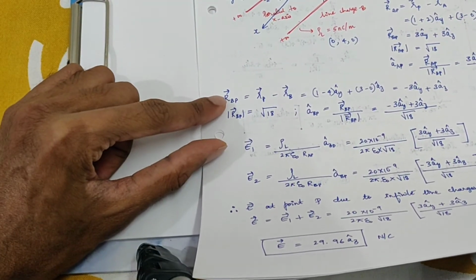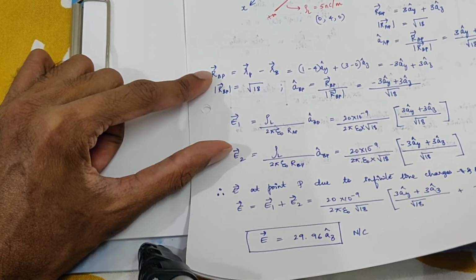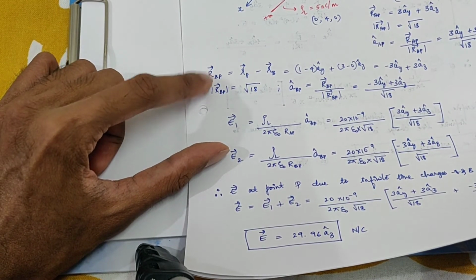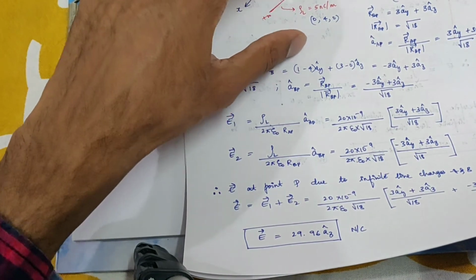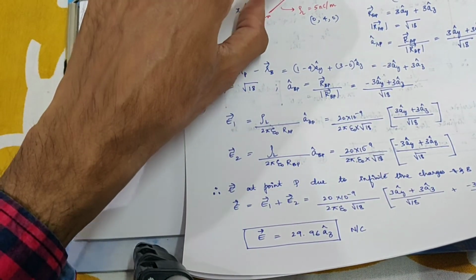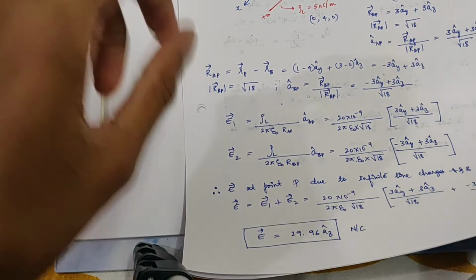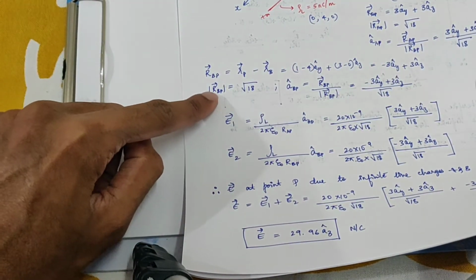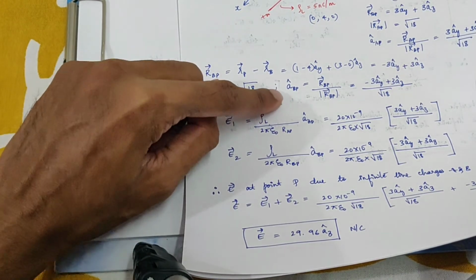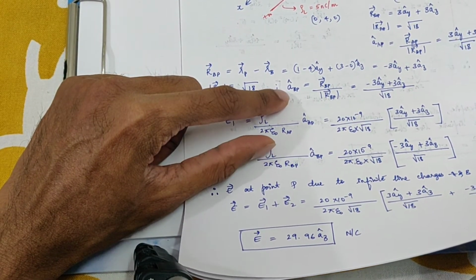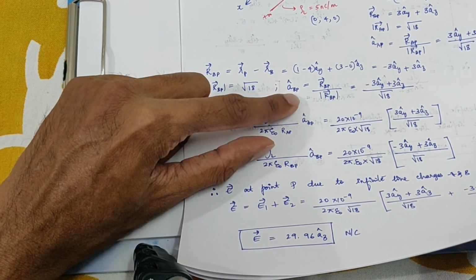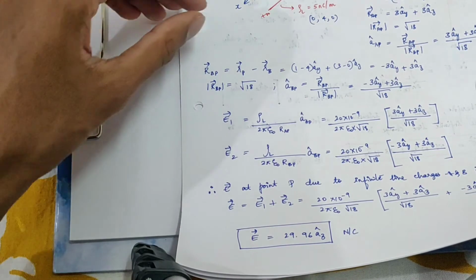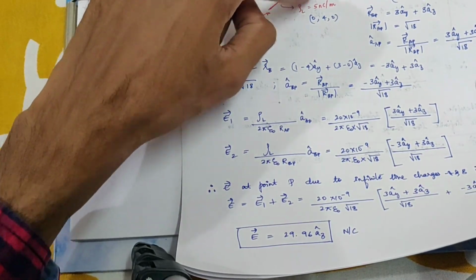Similarly you calculate RBP, which is the distance vector between the line charge B and the point P. It is given by RP minus RB. You know how to calculate this. Similarly, I've calculated the magnitude of RBP, and I've also calculated the unit vector ABP cap. Now I know the unit vectors and the distance vectors.